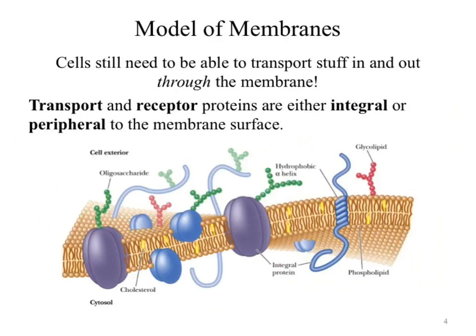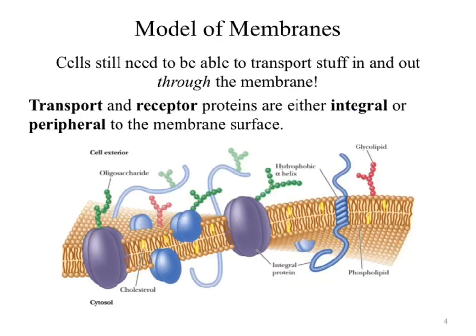A transport protein is going to have to run through the middle of the membrane so that it can allow for the passage of stuff directly through. In that case, we have something that's integrated into the membrane. We now have an integral membrane protein.